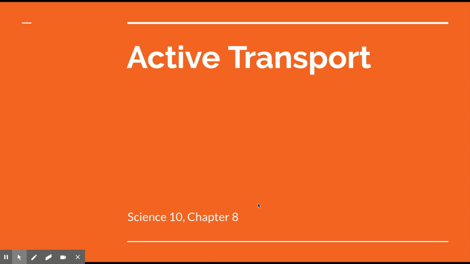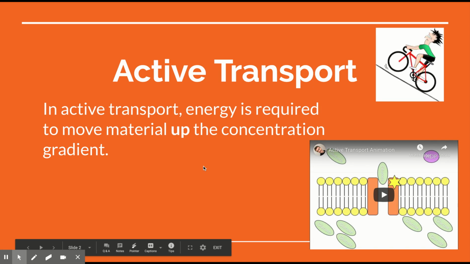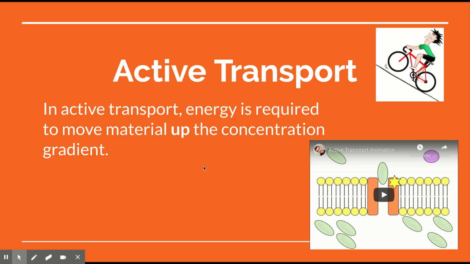Well, today we're going to actually talk about something called active transport. So the last one I said was passive, this one is active, which means still talking about transportation. And why is it called active? Well, that is because energy is actually required to move material up the concentration gradient.